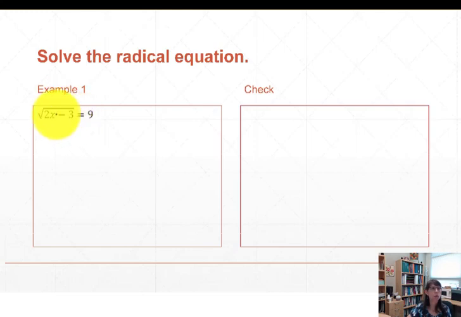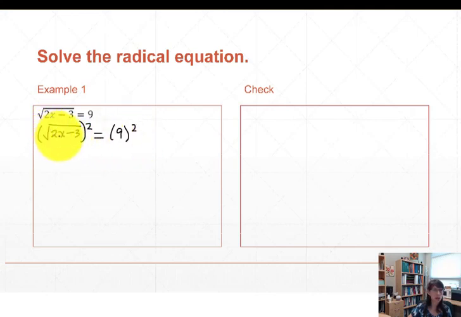For example 1, we have the square root of 2x minus 3 equals 9. So we can see that the square root symbol appears on only one side of the equation. So to eliminate the square root, we need to raise each side of the equation to the power of 2. So I'm keeping my 2x minus 3 under the square root, but I'll raise it to the power of 2. And that means 9 will also need to be raised to the power of 2.